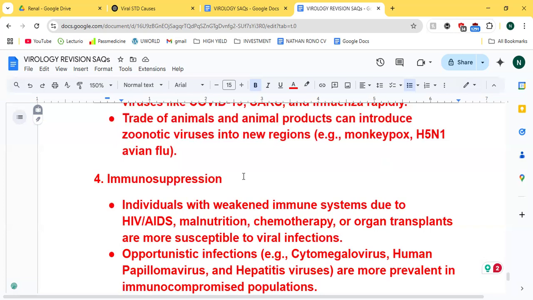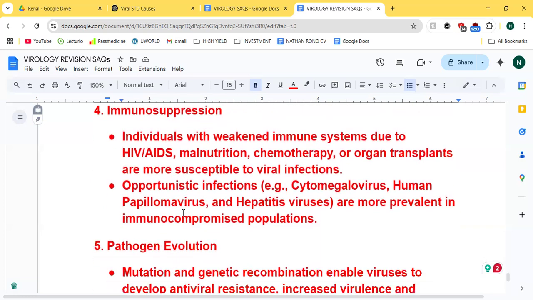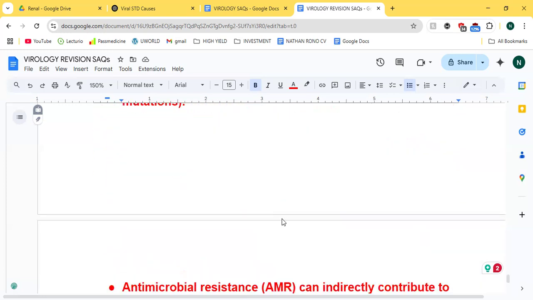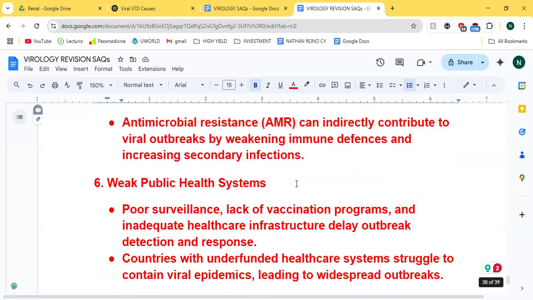Immunosuppression: someone who has HIV and AIDS gets these opportunistic diseases, and they are going to reemerge. Pathogen evolution basically means mutation, and once they mutate, the drugs that we use to kill them become resistant. And then we have weak public health systems. You can imagine if these diseases are reemerging and we have poor surveillance, lack of vaccination programs.